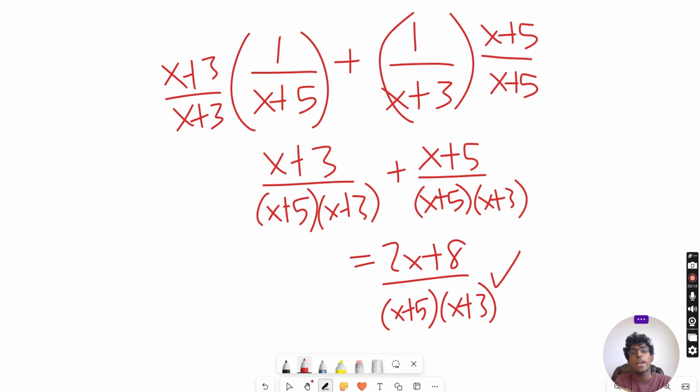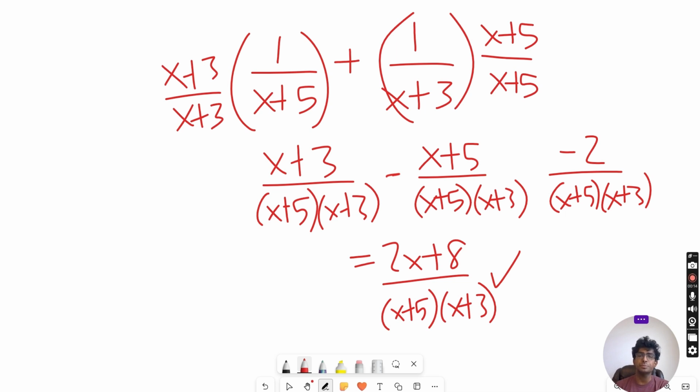And if we were subtracting, it's the same idea. You want to find a common denominator. You would subtract it. You'd get negative 2 over x plus 5, x plus 3, because x minus x is canceling, and then 3 minus 5 is negative 2. So when you're adding and subtracting rational expressions, you would want to make sure you get a common denominator first, and then apply the operation.